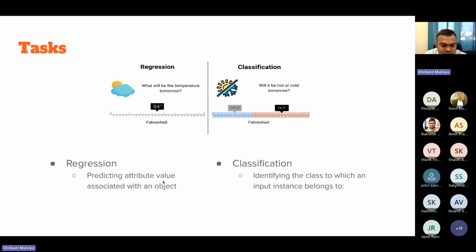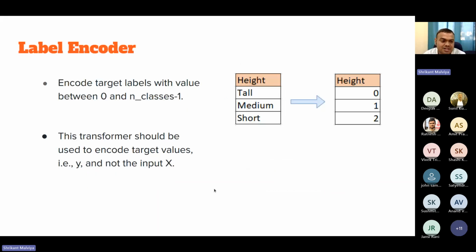So predicting an attribute value associated with an object. The classification problem is always a categorical problem, which classifies the given input into a certain number of classes. Whether we want to know tomorrow it will be hot or cold, something like that, based on the features given as input. So that was the basic difference between regression and classification.